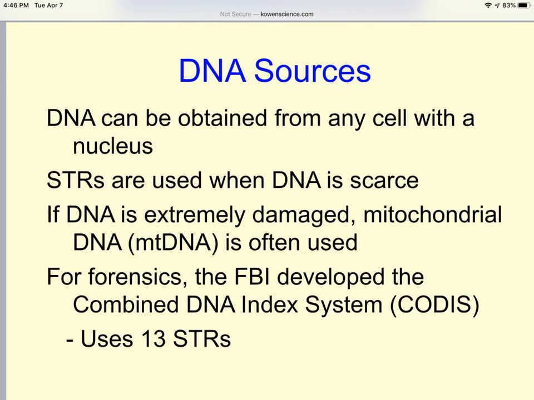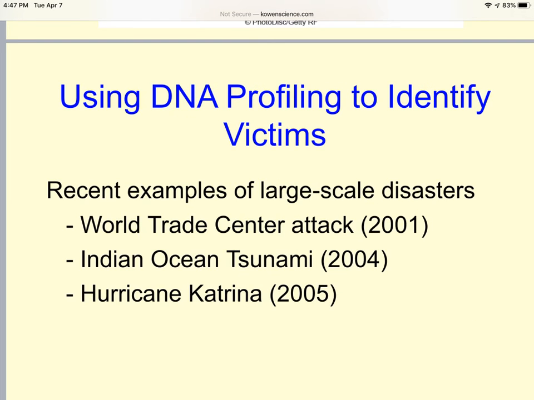The DNA can be obtained from any cell with a nucleus, and if it's extremely damaged, you could use the mitochondrial DNA. The mitochondrial DNA was what was used to identify the Romanovs when they found skeletal remains in Russia, and they were able to identify Anastasia. For forensic purposes, the FBI actually has a Combined DNA Index System. It's called CODIS, and it uses 13 STRs. The more STRs that match, the less likely anyone else could possibly be the suspect.